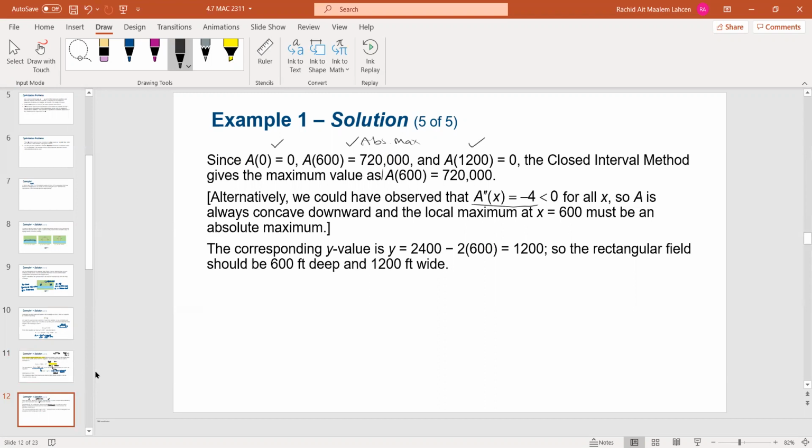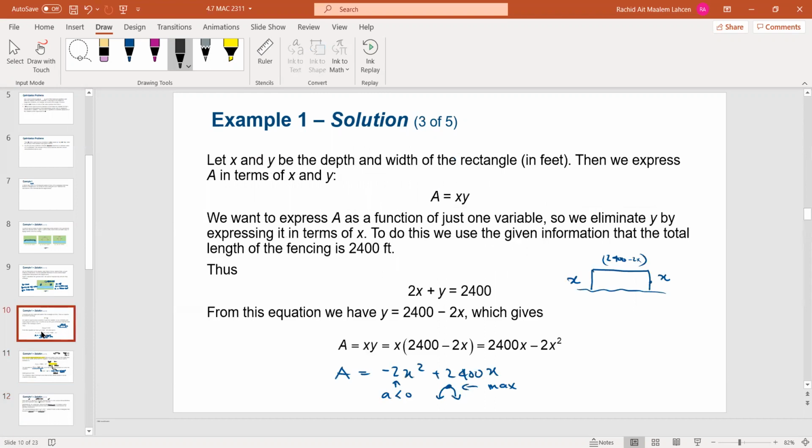So the corresponding y value is 2400 minus 2 times 600, which is 1200. So the rectangular field should be 600 deep and 1200 wide. So here we found the y value. So let's show another thing here based on this.